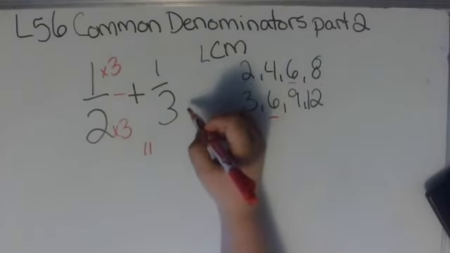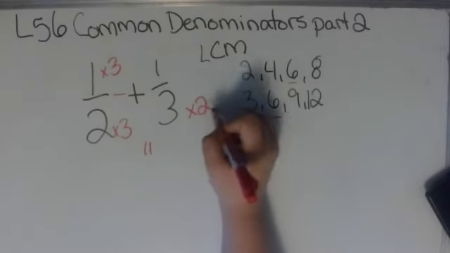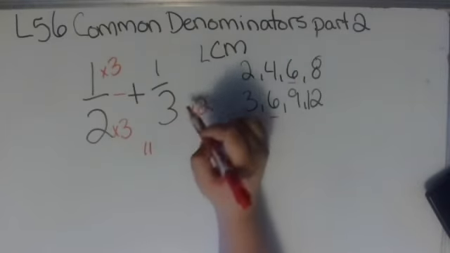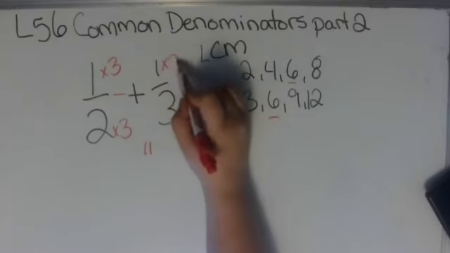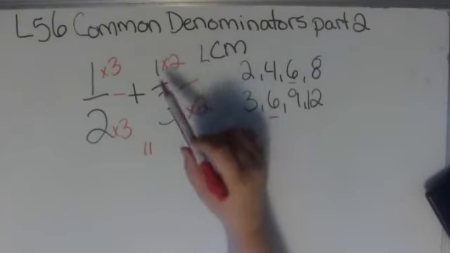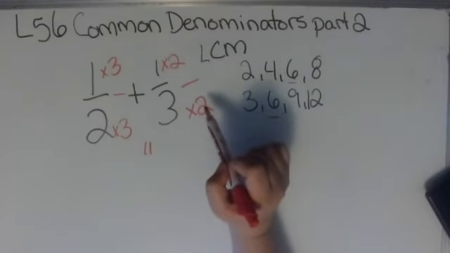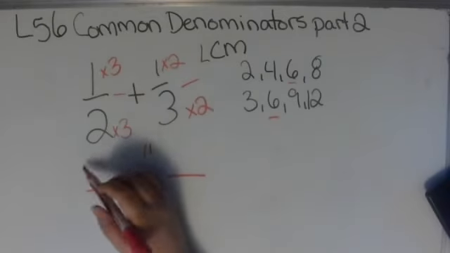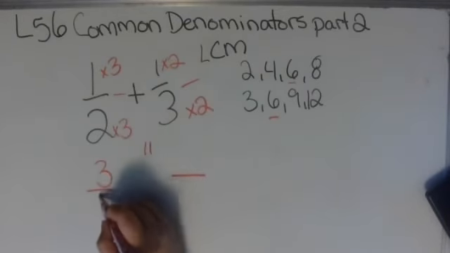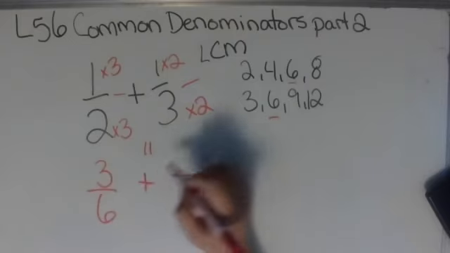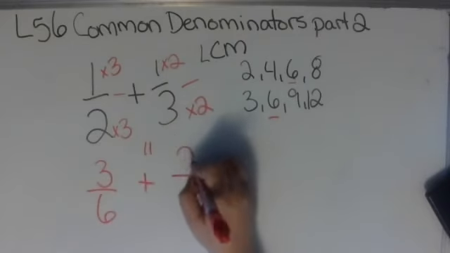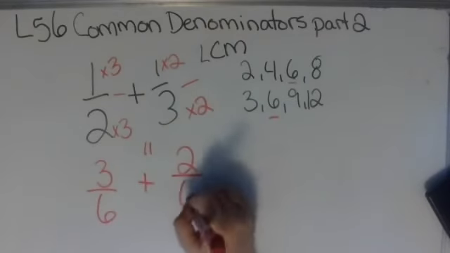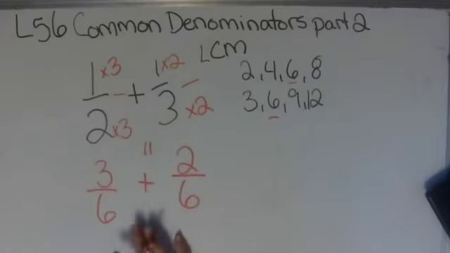And what do I times the 3 by to get 6? I times 3 by 2 to get 6. If I do it to the bottom, I must do it to the top. I am now timesing this fraction by 2 over 2. So I come down here, my two new fractions: 1 times 3 is 3, 2 times 3 is 6. Add 1 times 2 is 2, 3 times 2 is 6. I now have common denominators, okay?